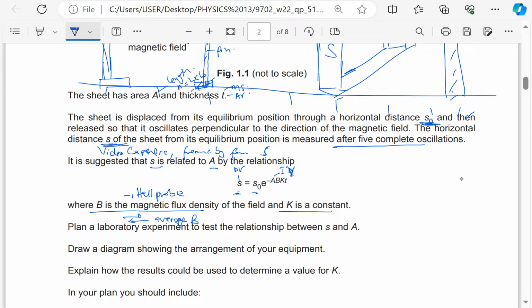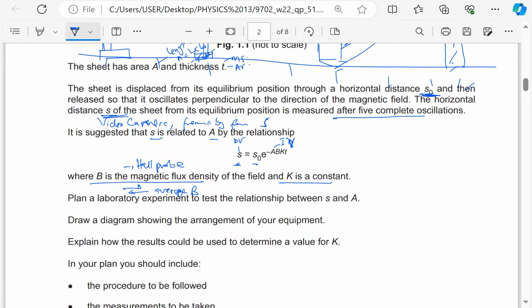Then K is a constant. Because it has not been defined, we shall not talk about what instrument we shall use to measure K. So K should be kept constant. But the thickness would affect the number of oscillations, so the thickness should also be kept constant. The magnetic flux density should also be constant throughout the experiment.